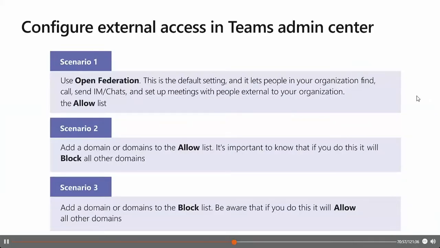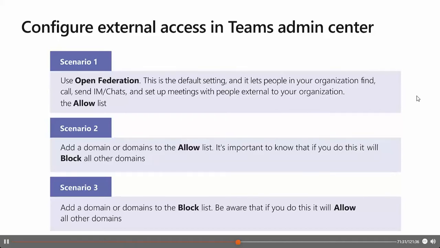So after talking about the general facts about this, we need to see what we can do exactly in the Teams Admin Center. We have three basic scenarios, the first of which is open federation. This is basically the default setting. It lets people in your organization find, call and IM, and also the external ones. That's the open federation scenario we can see in the admin center.